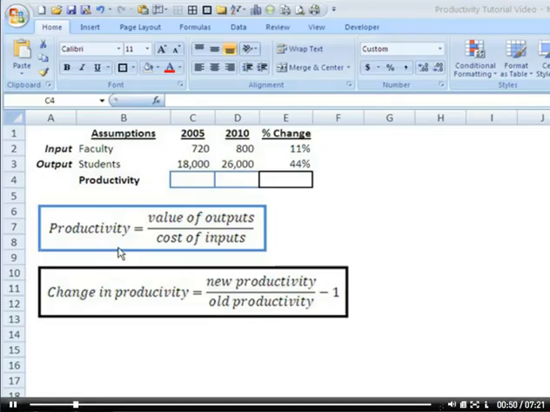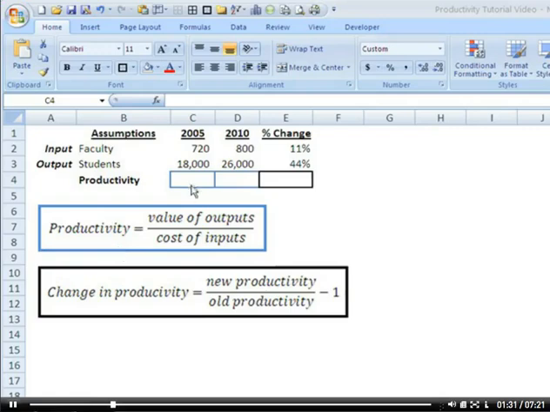Now, for this first example, we'll take it right out of the course pack, and we're looking at the BYU-Idaho example where in 2005, these are not official numbers, I just kind of pulled them out of thin air, but we had 720 faculty in 2005, and then we're saying we had 800 in 2010. That represents an increase of 11%. Total number of students that were served throughout the year, 18,000 in 2005, 26,000 in 2010.